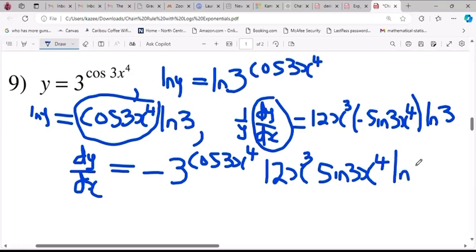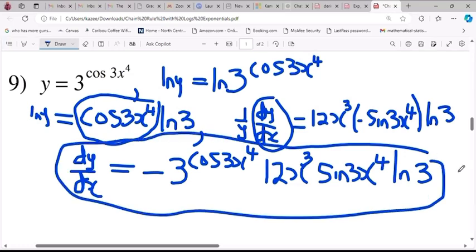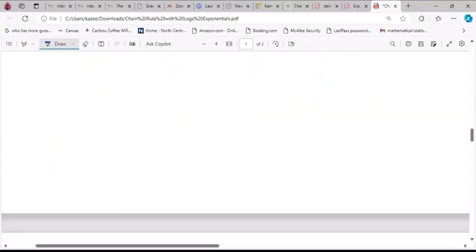You're going to have a very huge answer. Take a look at that. It can be in so many forms. So if I go into the question, I go to the answer key in number 9 now.